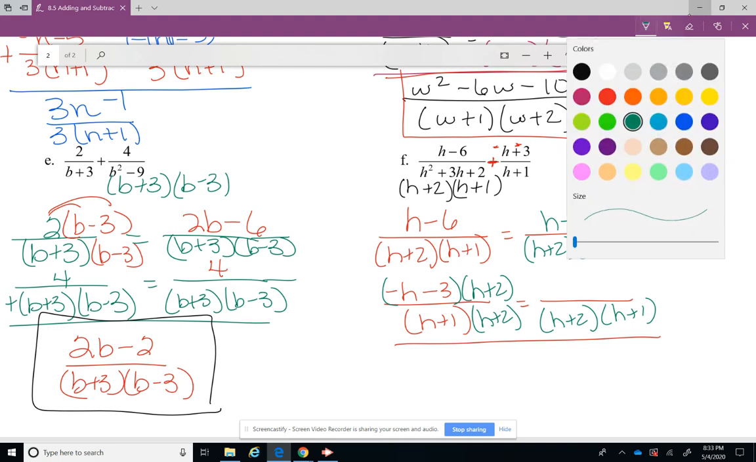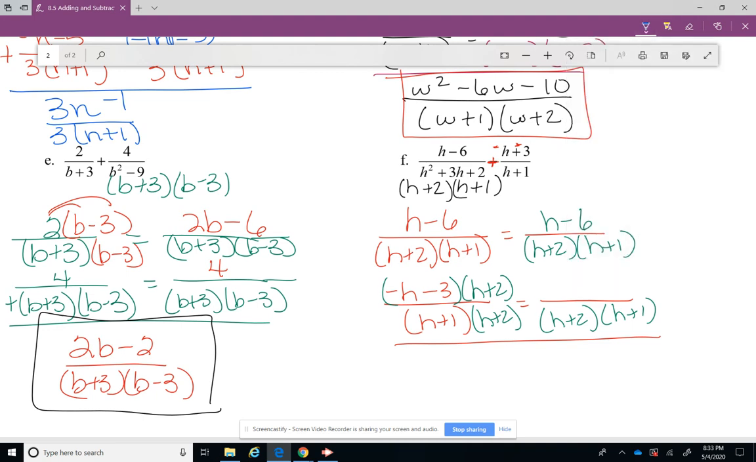And I'm just going to go ahead and keep working. That way when you get back, I'll have it ready for you. So negative h times h is negative h squared. 2 times negative h is negative 2h. And negative 3 times h is negative 3h. And then negative 3 times 2 is negative 6.